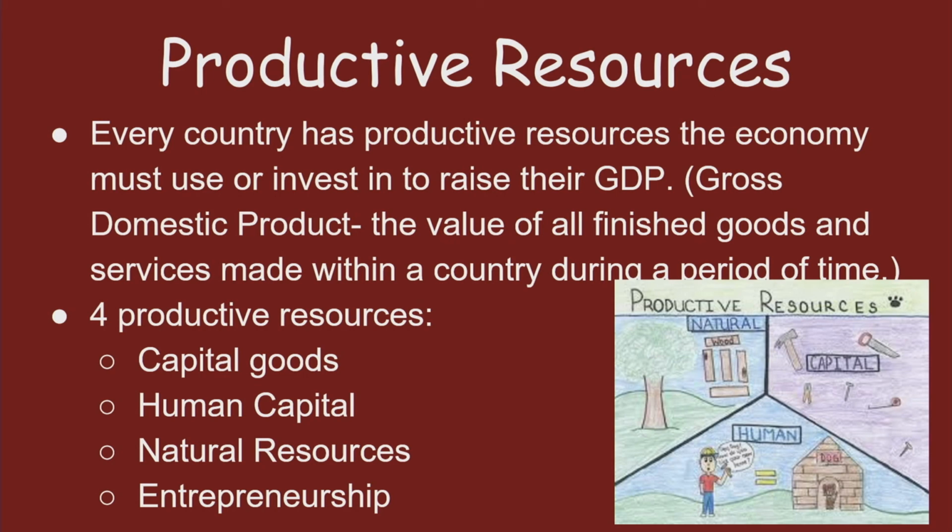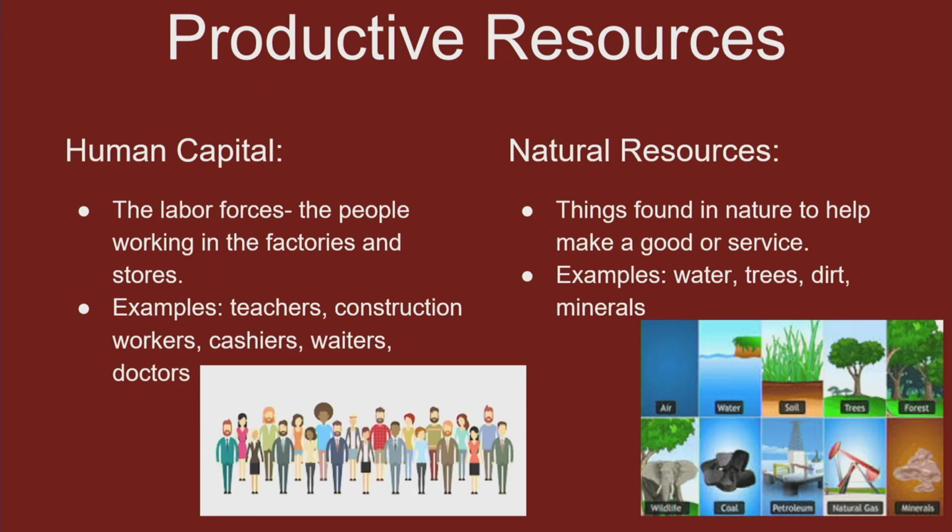So let's break those down a little further. So let's look at human capital. Human capital is the actual labor force. The people working in the factories, in the stores, in those businesses, they're the actual people doing the work. So some examples would be teachers, construction workers, cashiers, waiters, doctors, all of those people that are actually performing the service or making the good. And then we have natural resources. These are things that are found in nature that help make that good or service. So examples would be water, trees, dirt, minerals, all those things that you can just find right outside.